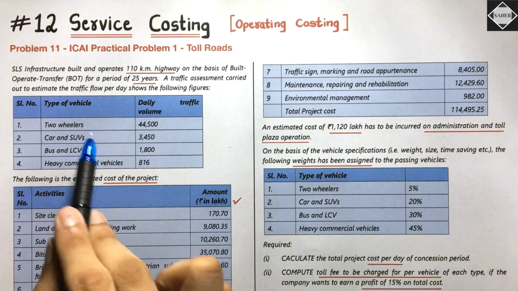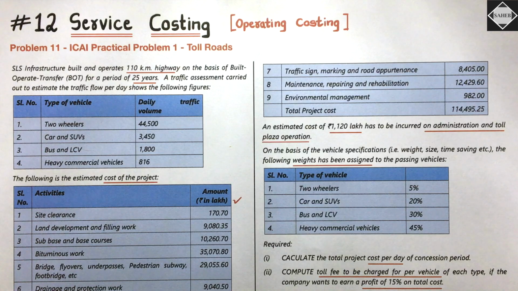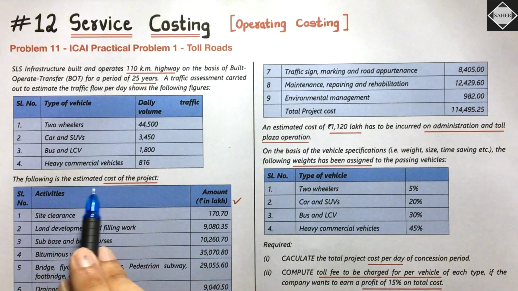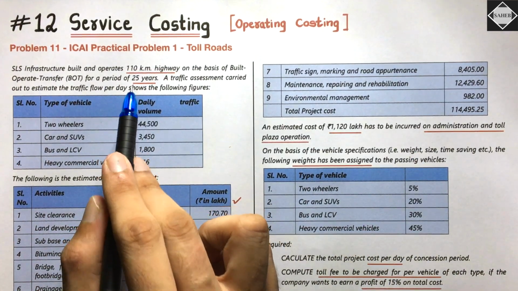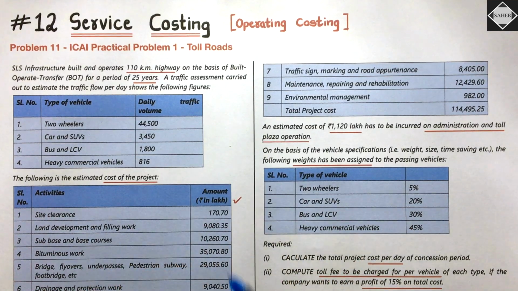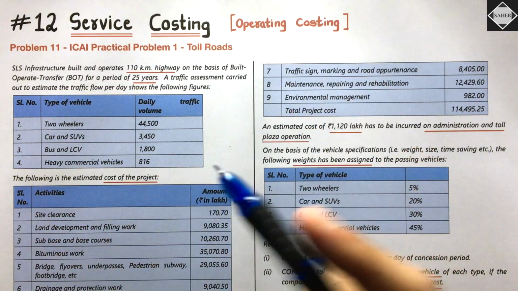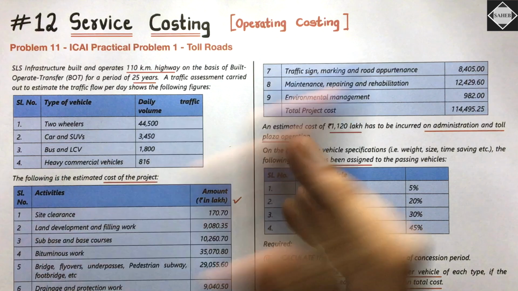You all know, in two-wheelers we'll convert that. Okay, fine, that's fine, we'll do that. Okay, and then see here, the following is the estimated cost of the project. They are saying cost of the project, and the project is of 25 years. So you have to understand, whatever they are saying right now, it is for the entire 25 years.